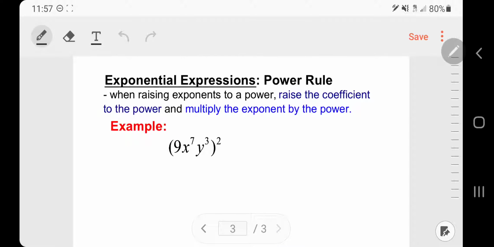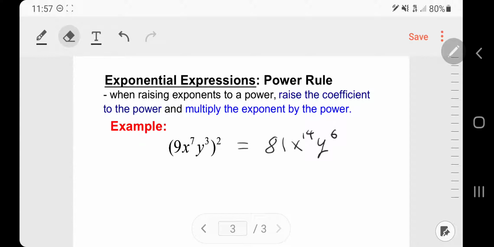And the last thing we have is the power rule. When raising an exponent to a power, raise the coefficient to that power and then multiply your exponent by that power as well. So here we have 9 to the 2nd, so that's going to be 9 squared, which is going to be 81. Okay, and then we're multiplying the inside exponent times the outside exponent. So 7 times 2 is going to give me x to the 14th. 3 times 2 is going to give me y to the 6th.